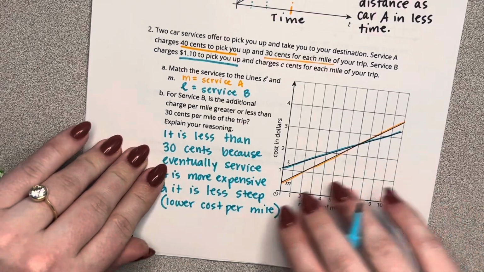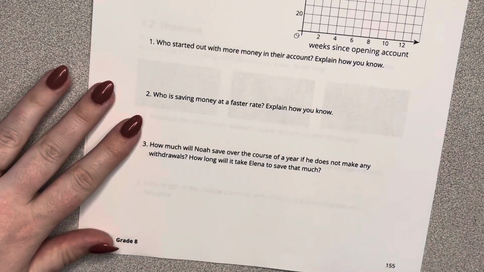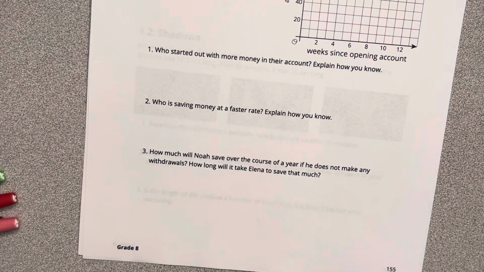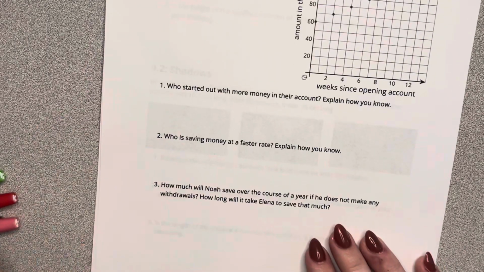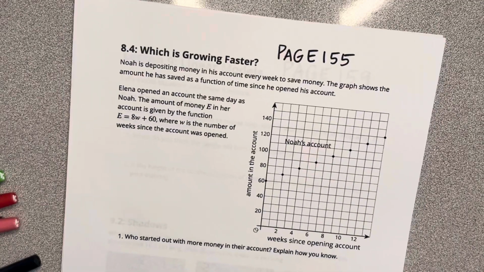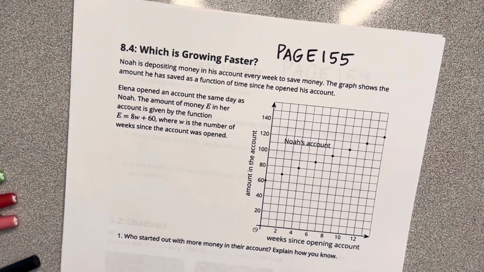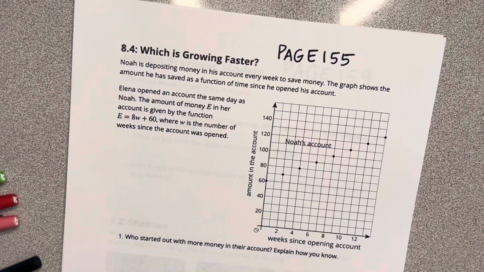All right, next thing we are moving on to is you are going to go backwards to page 155. So page 155. Noah is depositing money in his account every week to save money. The graph shows the amount he has saved as a function of time since he opened his account.